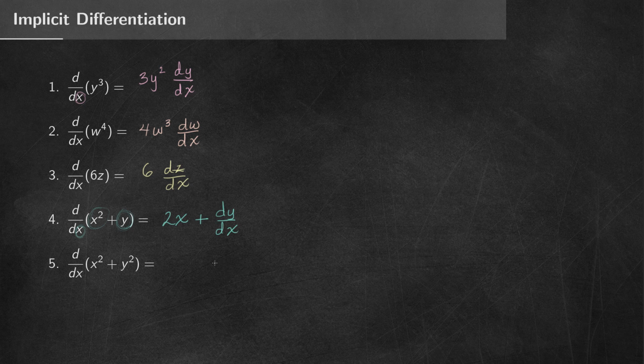And number 5, we want the derivative of x squared plus y squared with respect to x. So I start by finding the derivative of x squared. That's 2x. And that does match my independent variable, so I don't have to do anything special there. Plus the derivative of y squared, that's the wrong variable. So I take the derivative of y squared with respect to y, that's 2y, times dy/dx, so that the derivative is with respect to x.